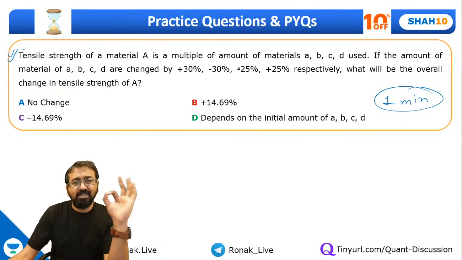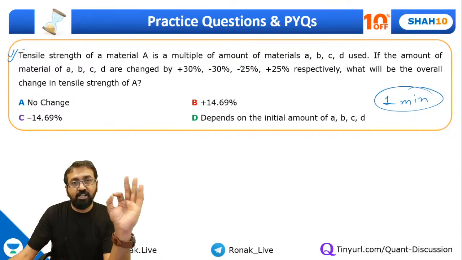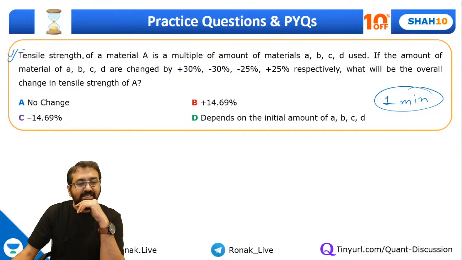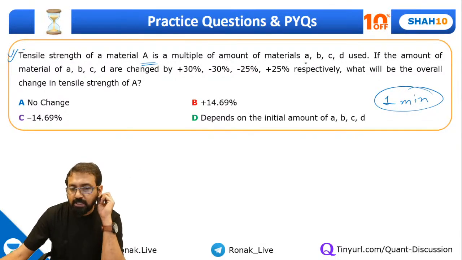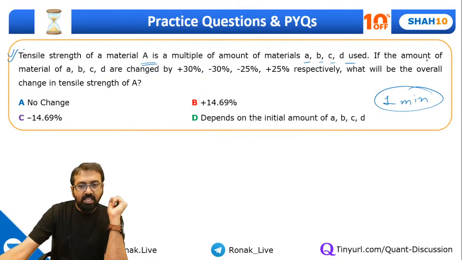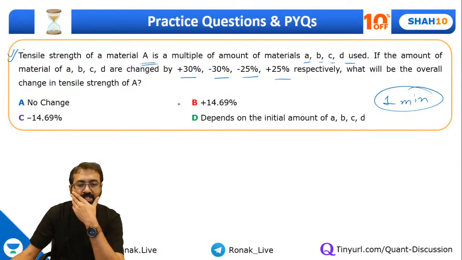You know, if you can understand the concept to be applied, if you can just identify what concept to be applied over here, the job is almost done. Tensile strength of a material A is a multiple of amount of materials A, B, C, D used. If amount of material of A, B, C, D are changed by 30%, minus 30%, 25%, 25% respectively, what will be the overall change in material?